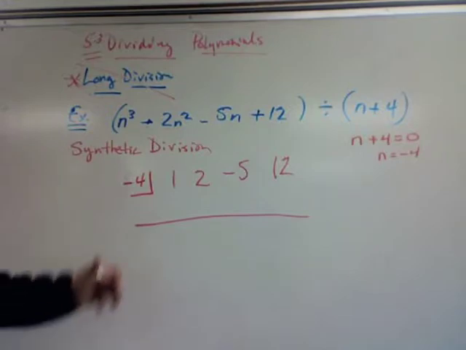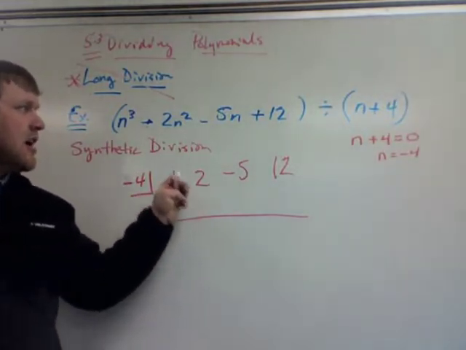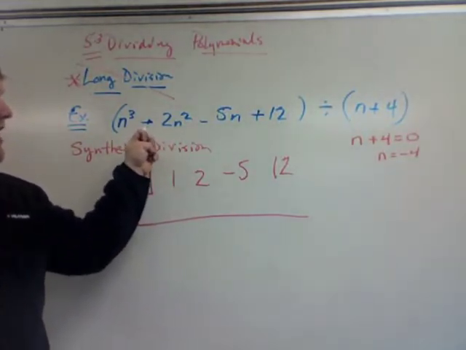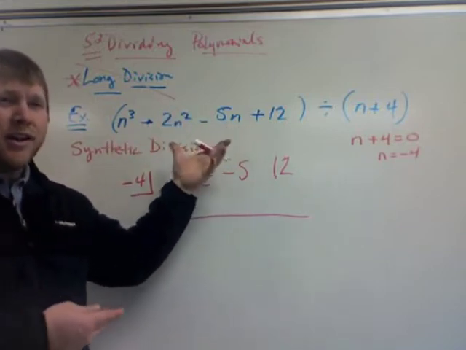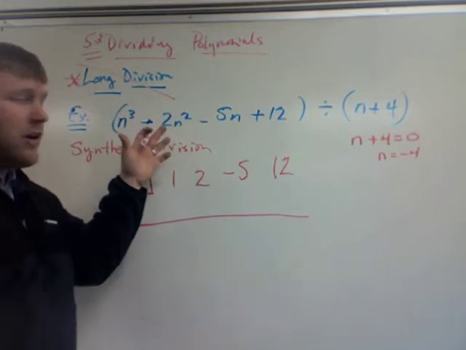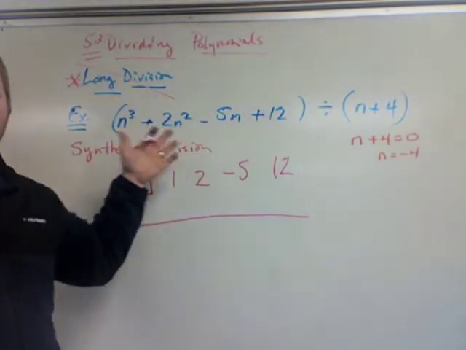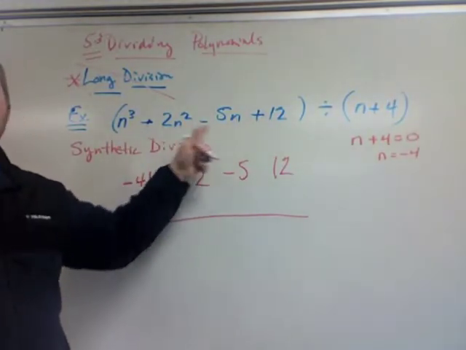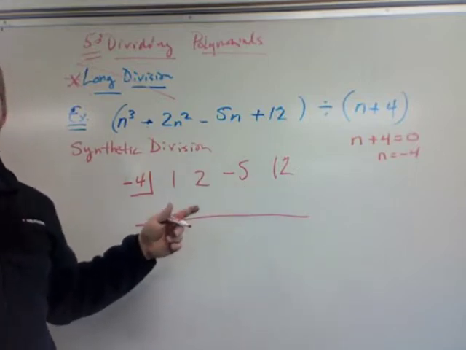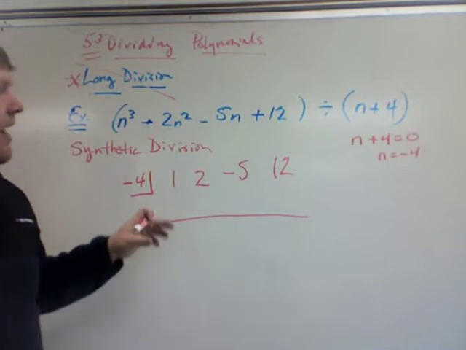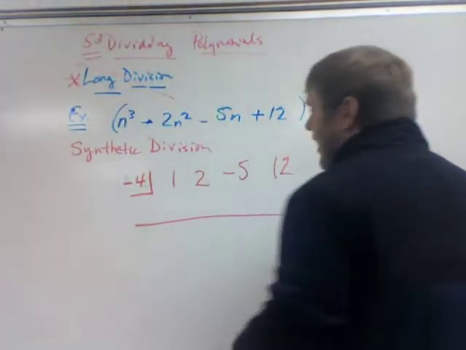Another thing to point out is what happens if I were to not have one of these terms. This polynomial is pretty good because it's all in descending order. There's no missing term. If there was a missing term, I would have to put a zero down here as a placeholder. Exactly.